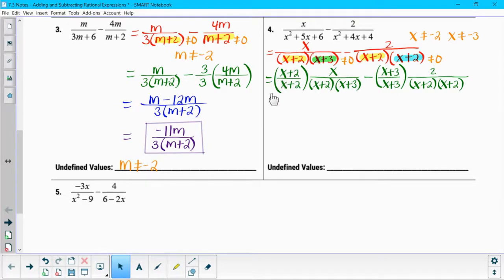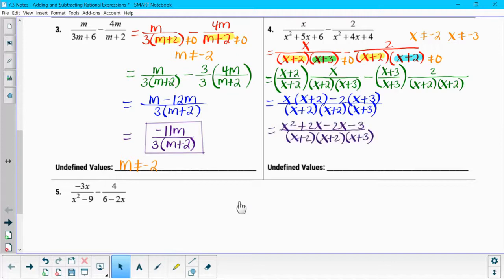So now let's go ahead and multiply and rewrite our numerators together over a common denominator. So x plus 2 times x is going to give me x times x plus 2, minus my 2 times x plus 3, all over my common denominator, x plus 2, x plus 2, x plus 3. Now that I have all of this taken care of, I am going to start distributing it. x times x is x squared. x times 2 is 2x, minus 2 times x, minus 2 times 3.